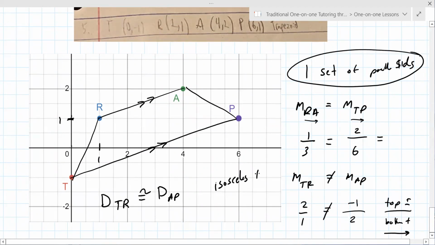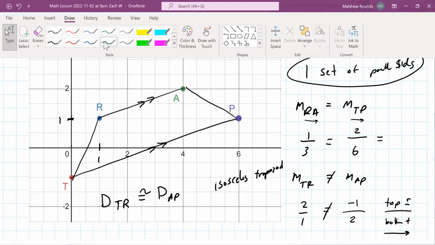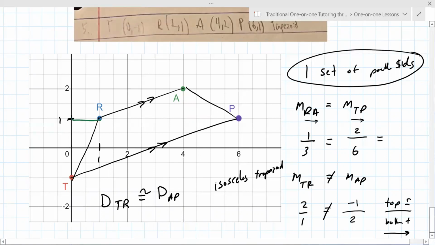So let's draw the triangle. And you said it before, it's the slope. It's 2 and 1. So the distance from T to R is 2 squared plus 1 squared, and that's the square root of 5.